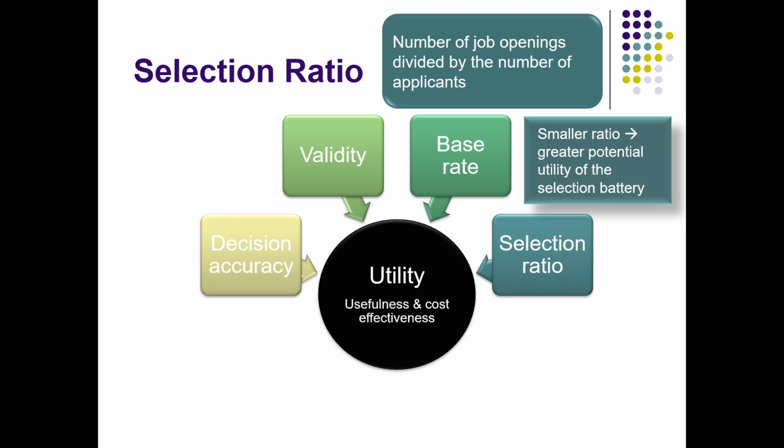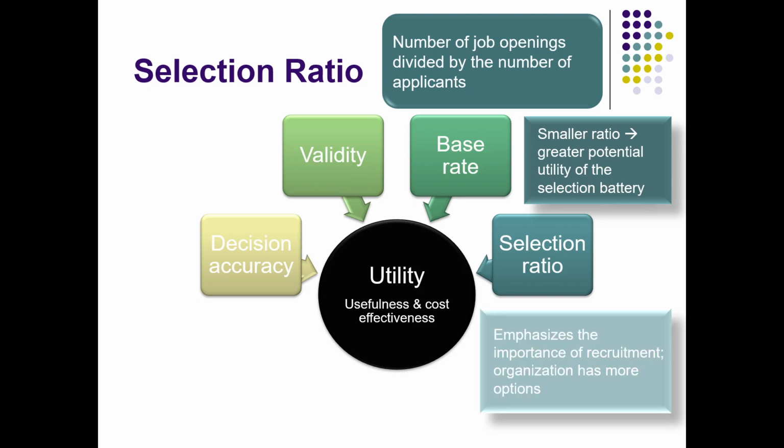So the more candidates we can get in, the more we can fine tune our selection battery to make sure that we're actually measuring the qualities that we need to measure and really predicting success. This really brings up the role of recruitment, right? The more options we have in applicants, the better our selection battery will do, and the more likely we can choose people who are going to have a good chance of success, because if we have lots of applicants, we can sort through them.